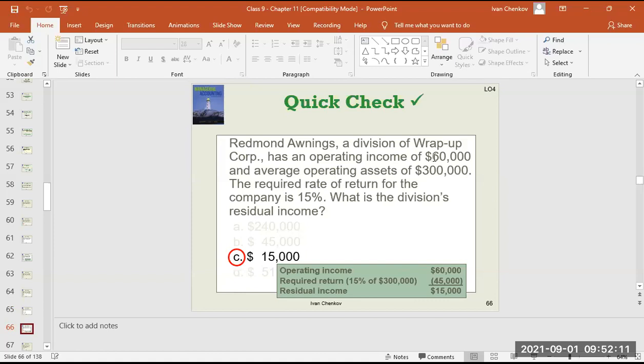So I'm currently generating 60,000, which is 20%. I'm required 15%, which is 45,000. So I have 20% minus 15%, which is 5%. On my investment of 300,000, that translates to 15,000. Either way, you're correct.